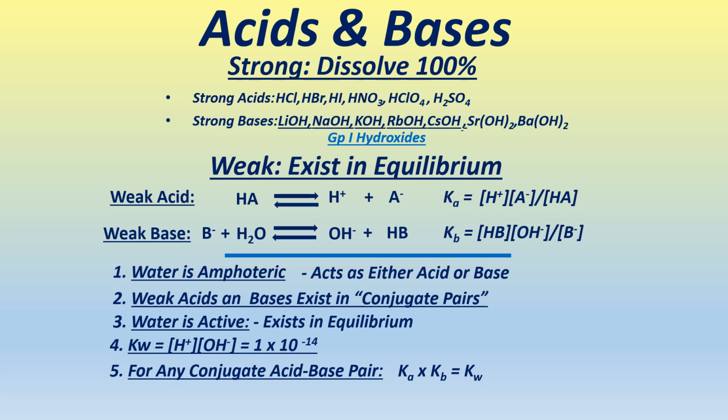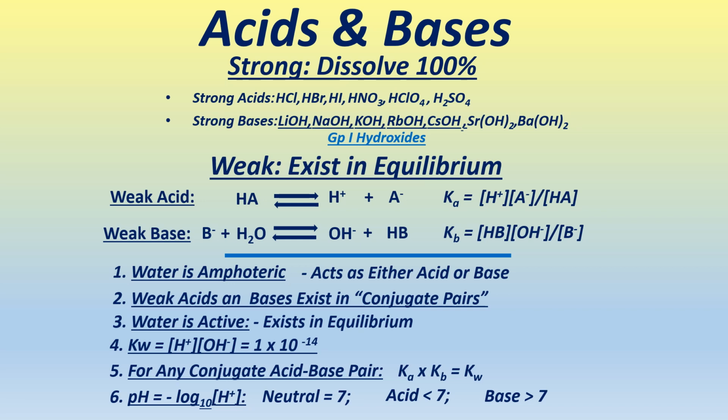Finally, we learned an easy way of determining whether a solution is acidic or basic. That is the concept of pH, the negative base 10 log of the proton concentration, where a neutral solution has a pH of 7, an acidic solution would have a pH of less than 7, and a basic solution has a pH of greater than 7.